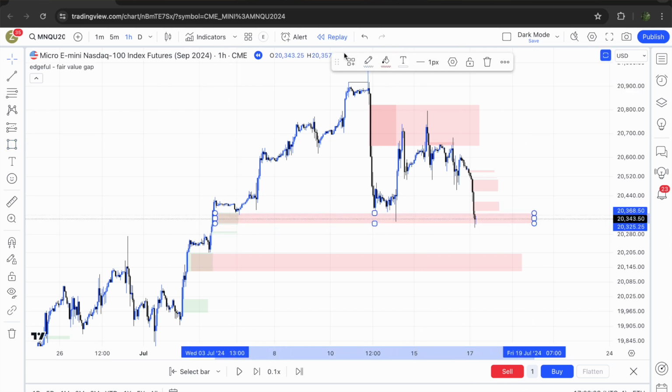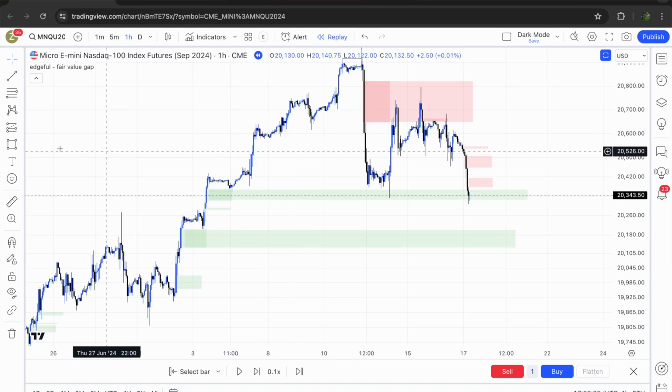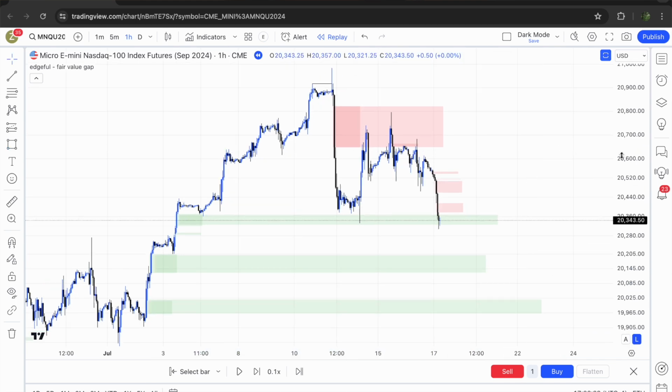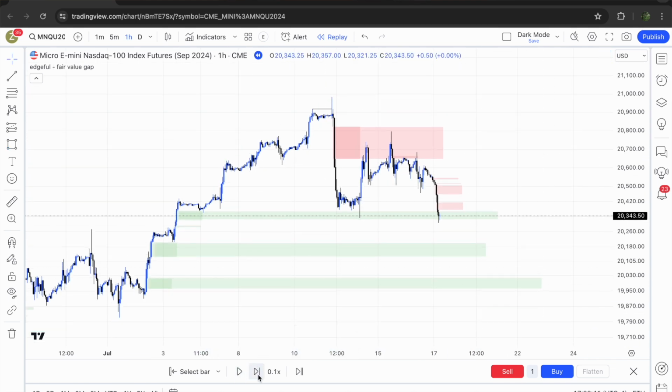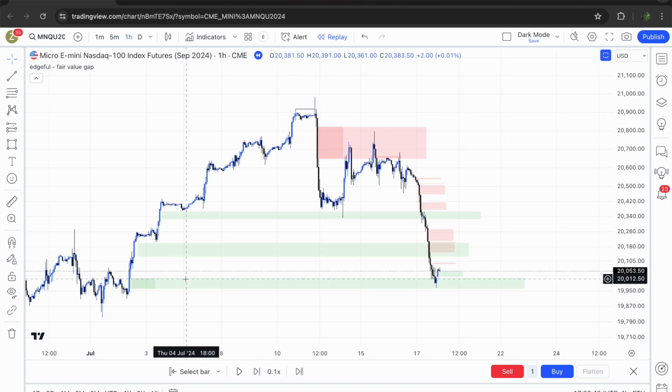So the market just tapped into this one. We're going to put these as green for buy. These are bullish fair value gaps. The red are bearish fair value gaps. Now let's just extend these out. So let's see what the market does now. And we fill the open space.